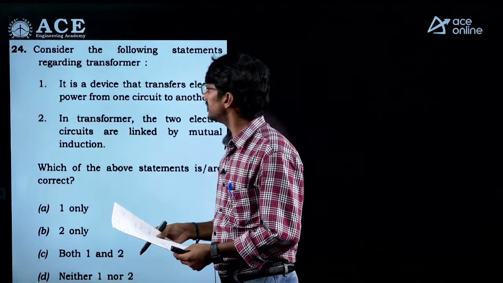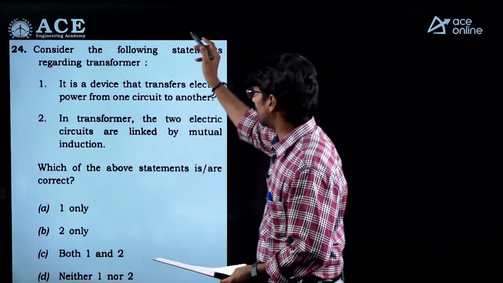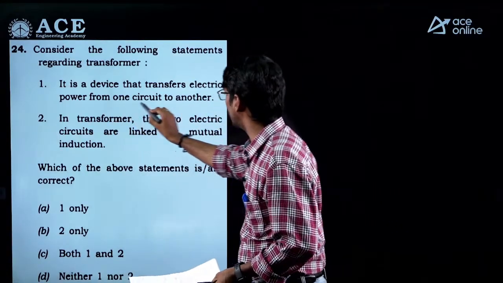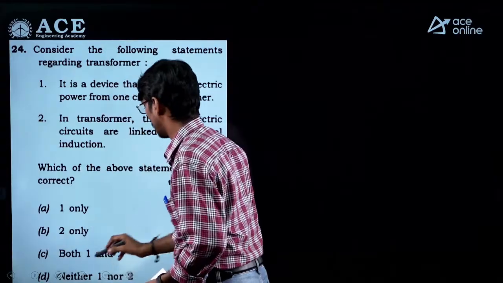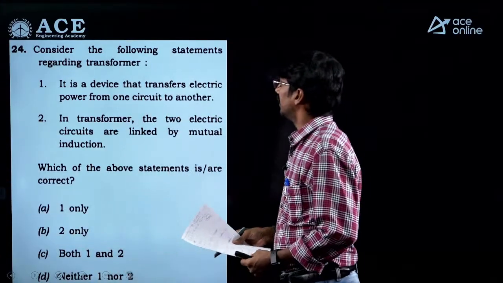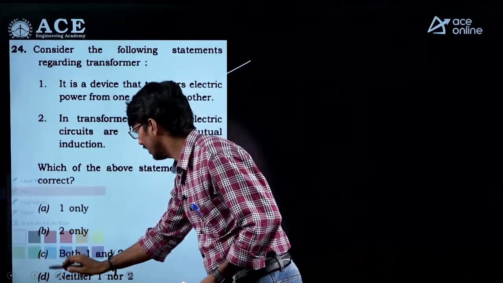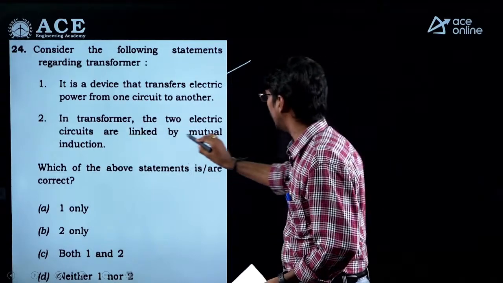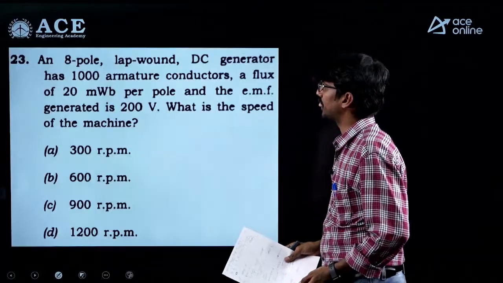Right. The question here is, consider the following statements regarding transformer. So what are the corresponding options here? It is a device that transfers electrical power from one circuit to another circuit, correct? And second one is, in a transformer, the two electric circuits are linked by mutual induction. It is also correct. So therefore, both 1 and 2 are correct.